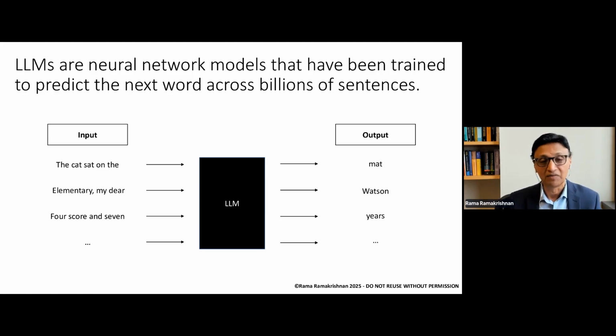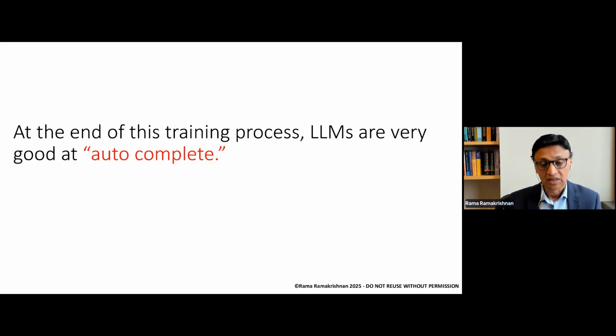Now, initially, when these models are trained, they do a pretty poor job. So, for example, if you give it "the cat sat on the," it might come back and say something ridiculous like "spaceship." And then you apply the mathematical equivalent of a rap on the knuckles, also known as stochastic gradient descent. If you do it repeatedly and train it for a long enough period, it gets remarkably accurate at predicting the next word. Once this happens, at the end of this training process, which might take millions of dollars and many weeks, the large language models get really good at essentially autocomplete.